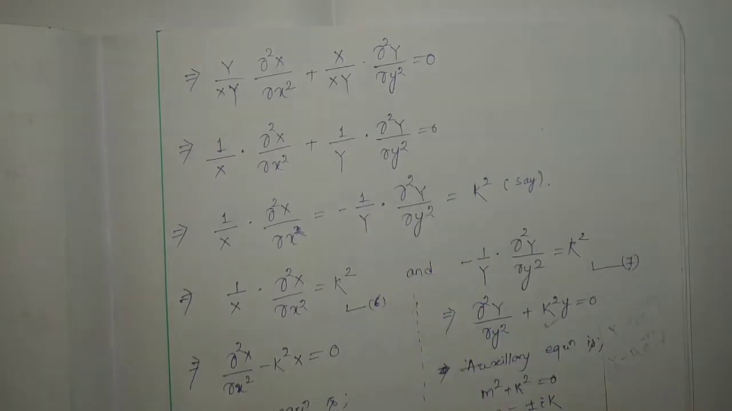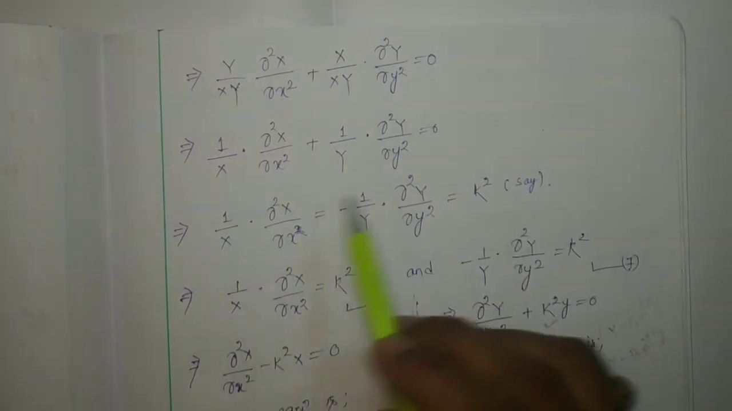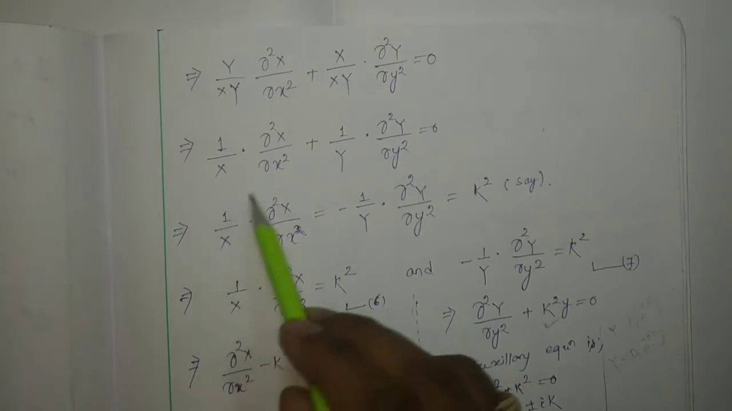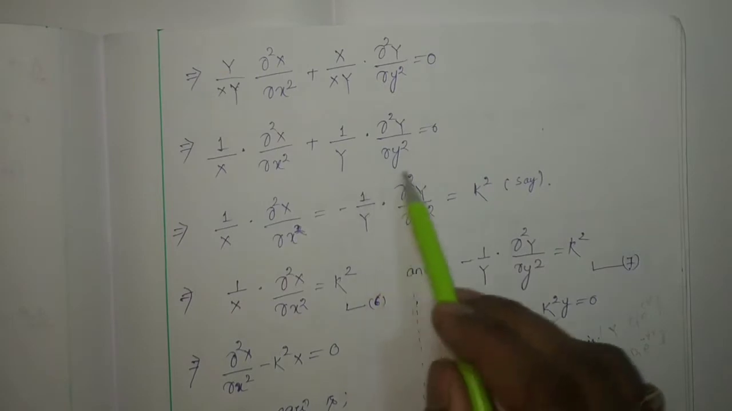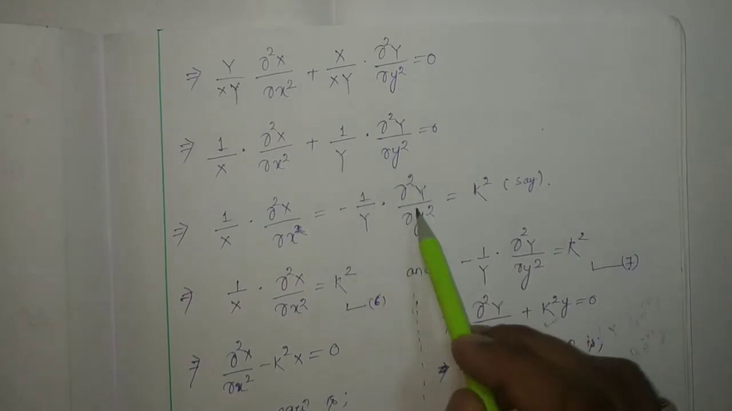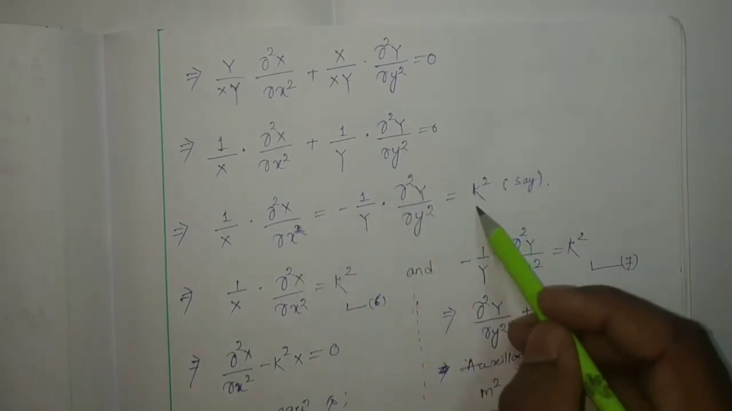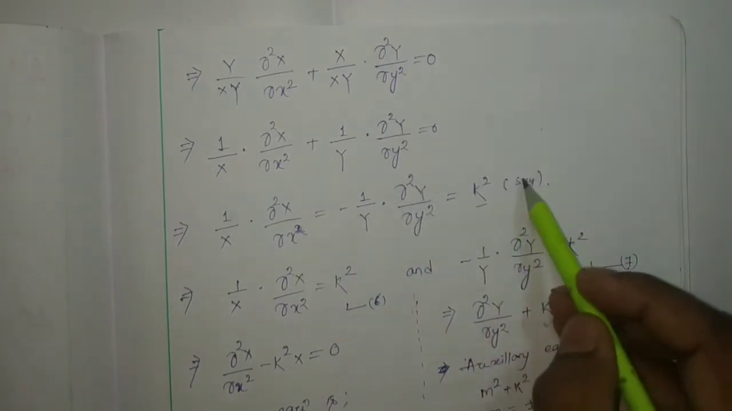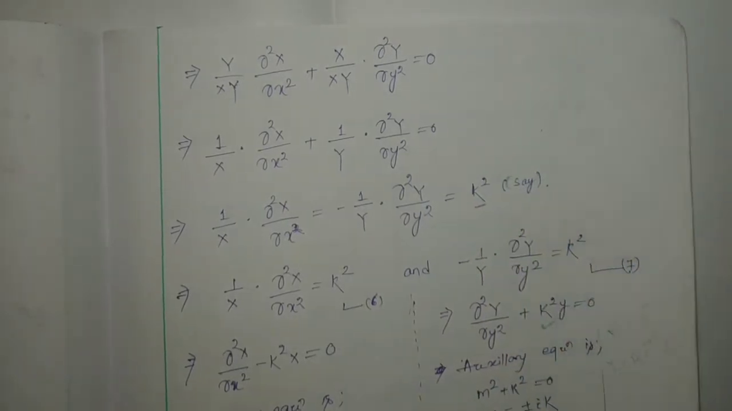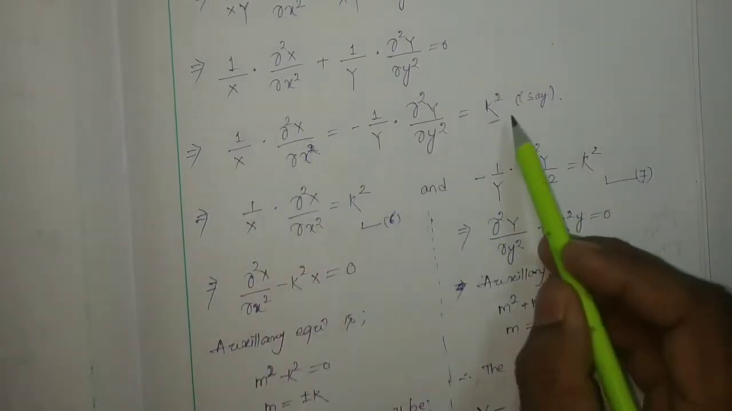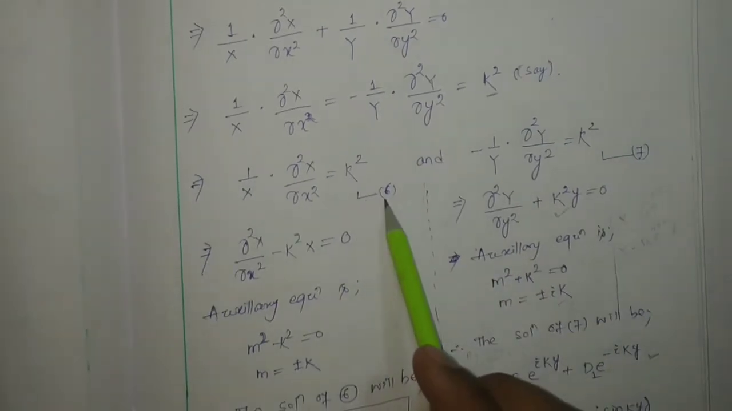This is capital Y, by del y square. Let these two terms, this term belongs only to a function of x, and this is a function of y. If both are equal, let both be equal to another constant k square. Now this will be equal to k square and this will be equal to k square. Let these be equations number 6 and 7.